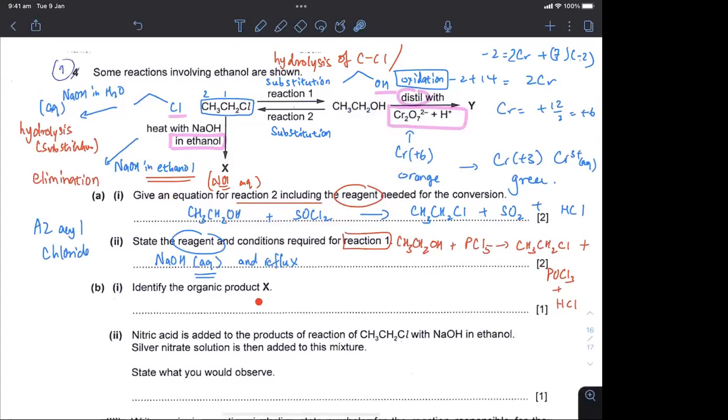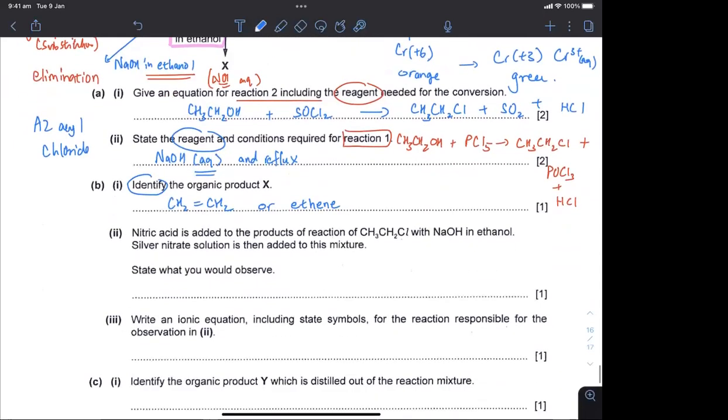Identify organic product X. This is elimination. When you do elimination, you're trying to eliminate the hydrogen from the next carbon. So you will try to eliminate this thing here. Then you will get CH2=CH2, and you will kick out HCl. They say identify, they don't say name, so you could give that, or you could give the name as ethene. That's perfectly fine there.